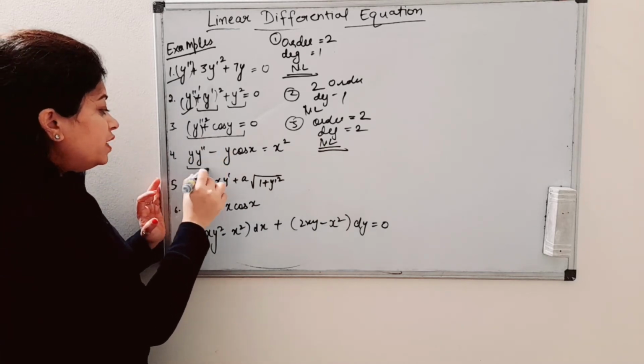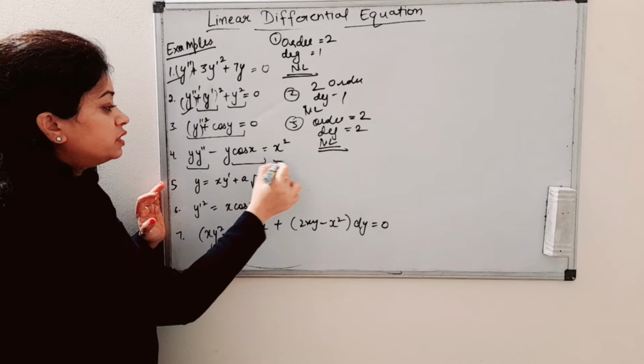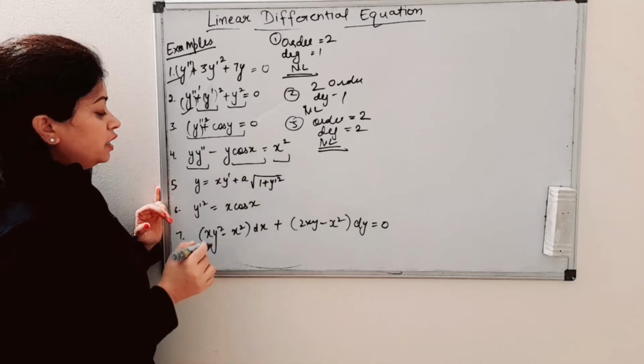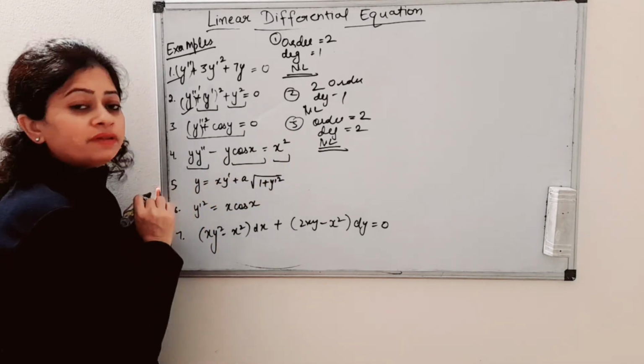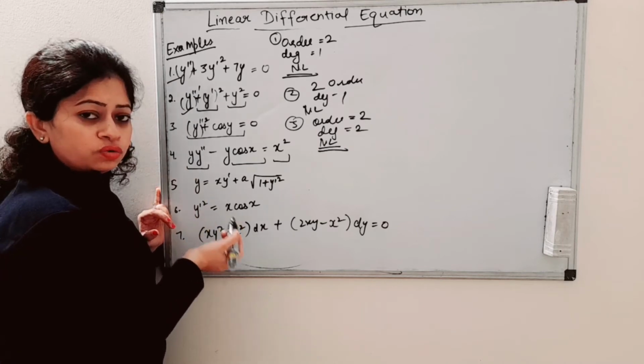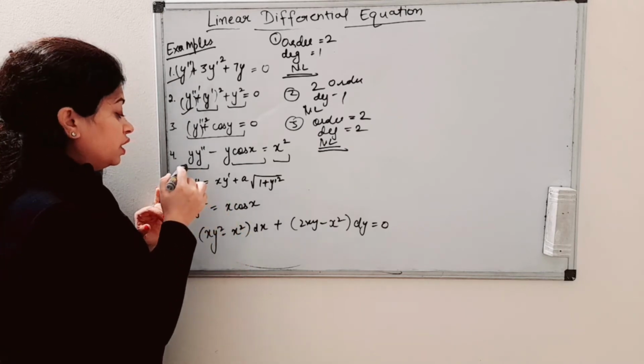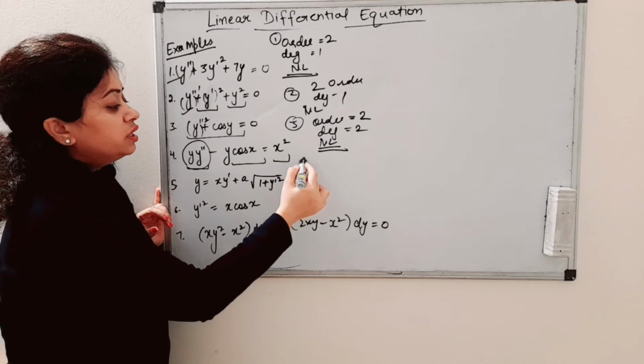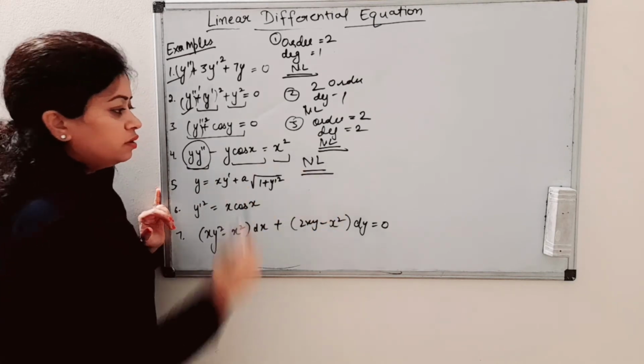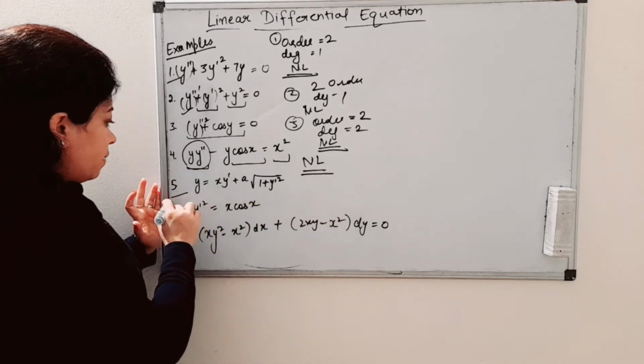Next is y double dash minus y cos x equal to x square, and here the highest order derivative is 2. So we can say order is 2, degree is 1, but here we have a product term. So this is also non-linear. Now we have example number 5.